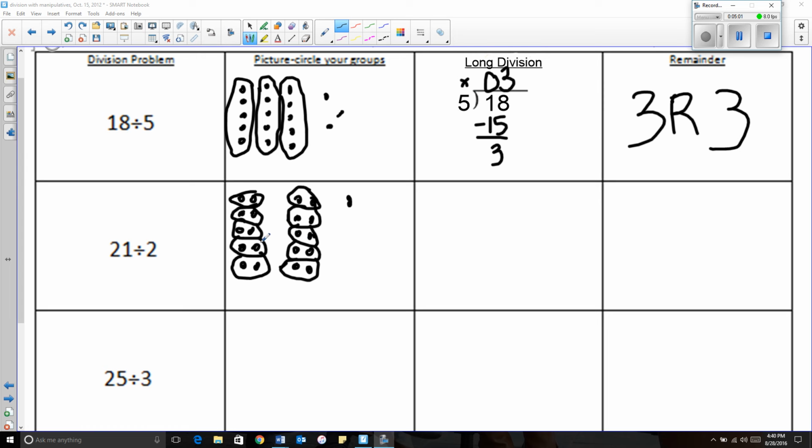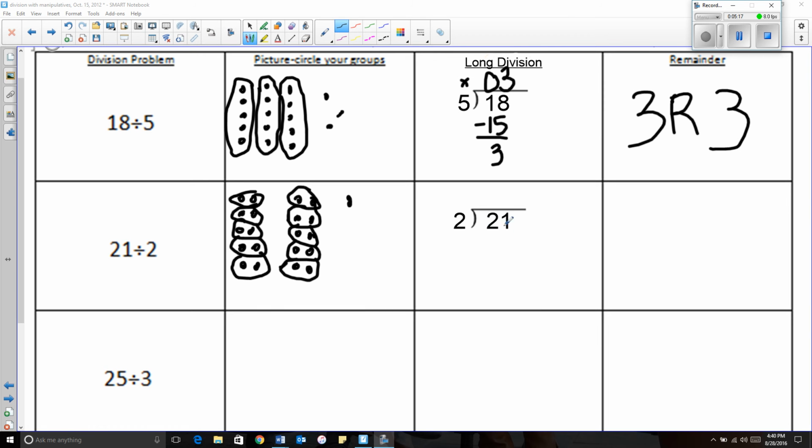So I've drawn out my groups of 2. You can see my 10 groups of 2. I've gone ahead and circled them, and my remainder has to be left by itself. So now we're going to fill in the long division house. So go ahead and pause the video and set up your long division.